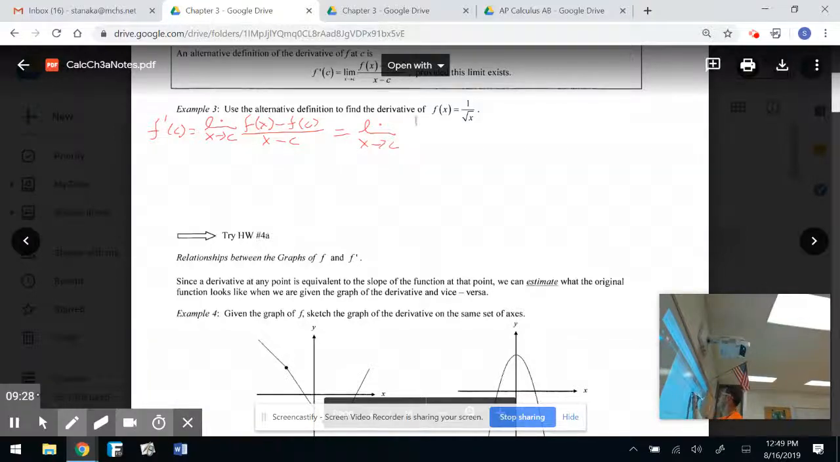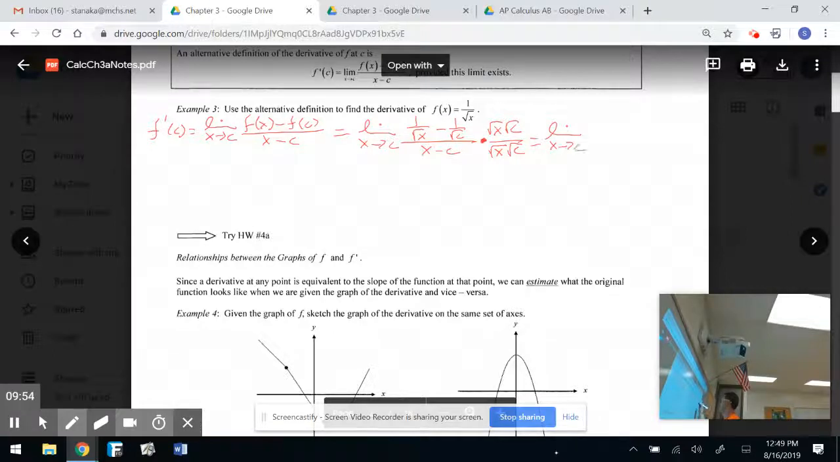F of x would be 1 over the square root of x, minus f of c would be 1 over the square root of c, all over x minus c. Whoa, that dude's a complex fraction. You know what we do with complex fractions. We find a lowest common denominator, and we multiply the top and the bottom by it to clear out our mini fractions. Now, when we do that, let's see what we get in the numerator.